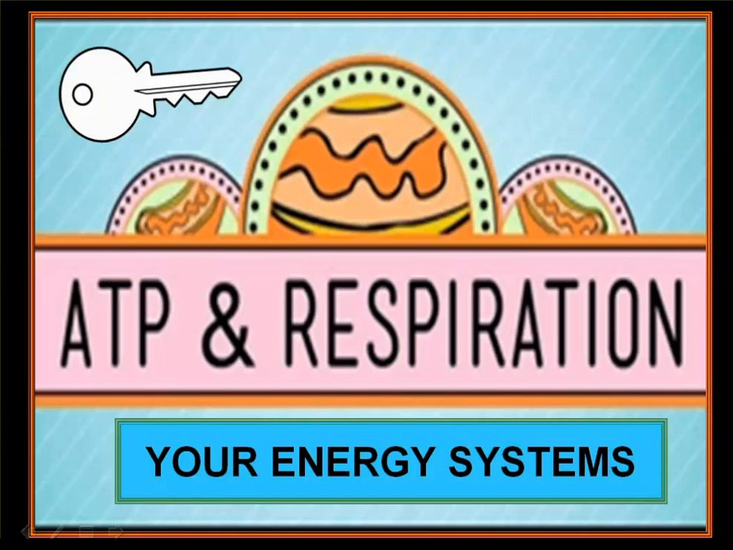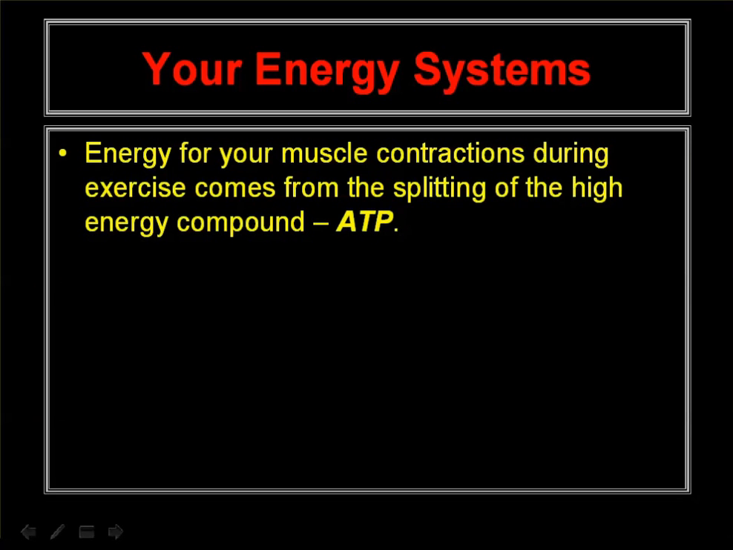Well, let's talk about ATP, your energy systems. Let's take a few minutes to gain a basic understanding of just how your energy systems work, so that you can better understand how this might be preventing you from achieving your desired health goals. Your energy systems. Energy for your muscle contractions during exercise comes from the splitting of the high energy compound ATP.